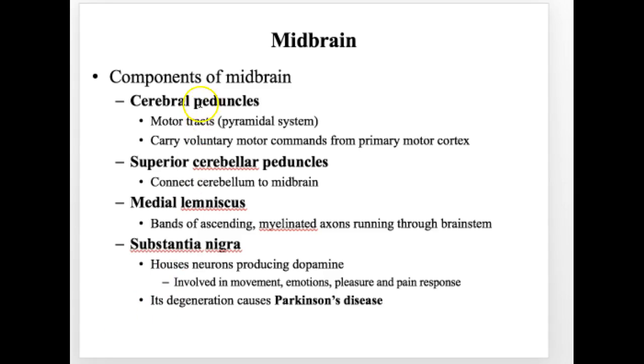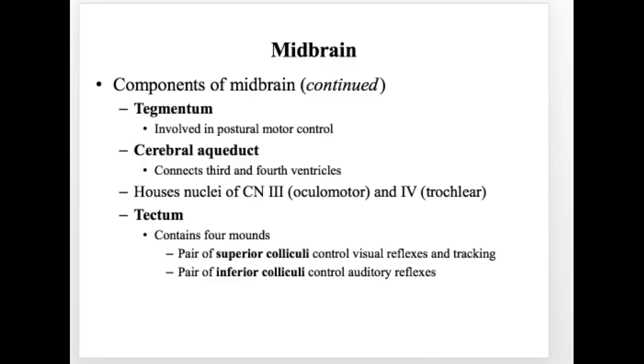The midbrain has a number of different regions, including the cerebral peduncles, the medial lemniscus, and the substantia nigra. Also the tegmentum, the cerebral aqueduct, and the tectum. The tectum is important in controlling visual reflexes and tracking, as well as controlling auditory reflexes.